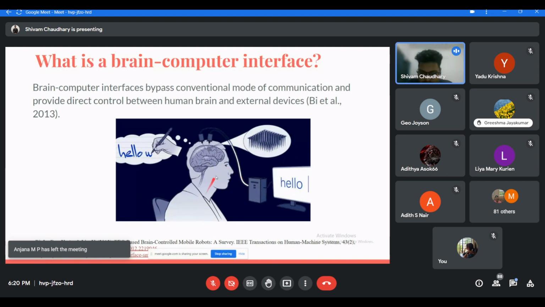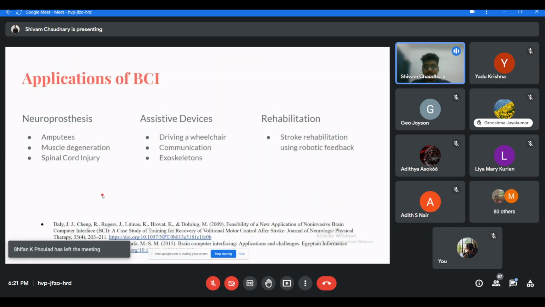So this person who is paralyzed has these implanted electrodes. This person is imagining writing hello, and the computer has decoded, using a machine learning or deep learning algorithm, that this person wants to say hello. Right. So there are many more applications of BCI, say neuroprosthesis.